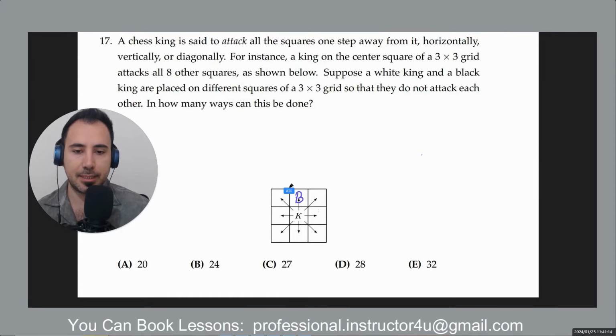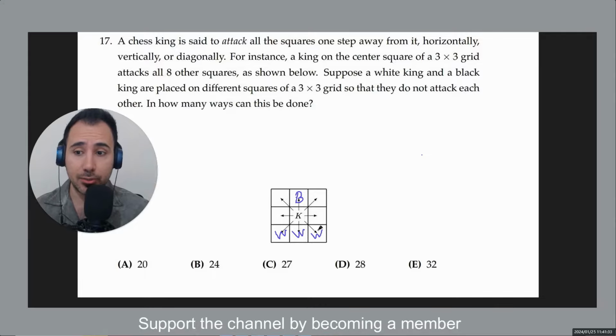Now, if B is here, W cannot be around it, so W will have 3 positions. See, in one case, there were 5 positions available for W. In this case, 3. If you attempt to answer the question all at once, then you mix up and confuse yourself. So this is basically 2 questions in one question. We call that casework.